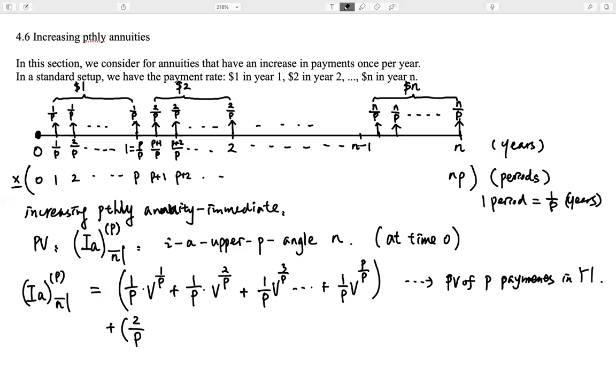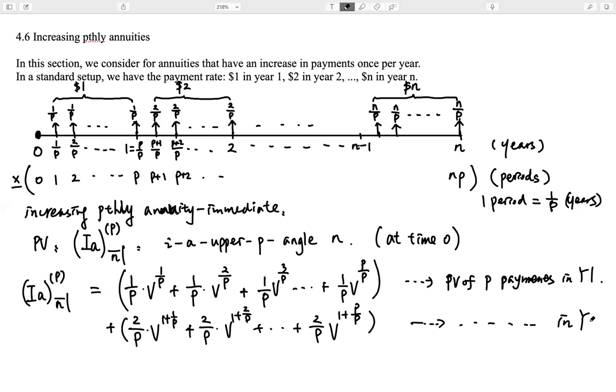Okay, so we can continue to do year 2. For year 2, the size of the payment is 2 over p, and it's paid at p plus 1 divided by p. So what we can think of is 1 plus 1 over p, because it's the second year. So you have to let 1 year pass by and then discount correspondingly for what you have. Right, so this is the present value of the p payments in year 2.